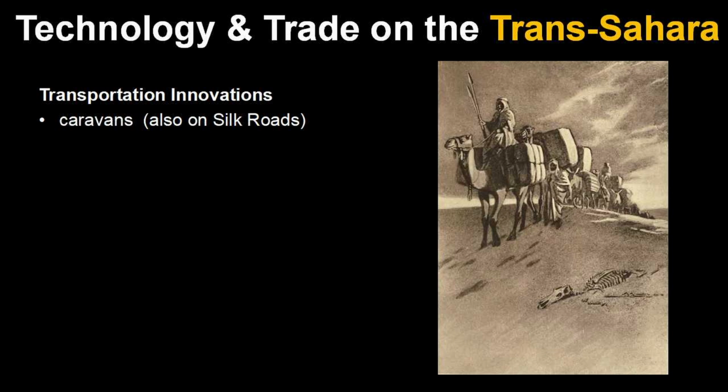On the Trans-Saharan trade routes, you've got caravans and the camel saddle. The Silk Roads also have caravans. Those are the groups of traveling merchants that stay at the caravanserai. And in both the Trans-Saharan and Silk Roads, you've also got the camel saddle.